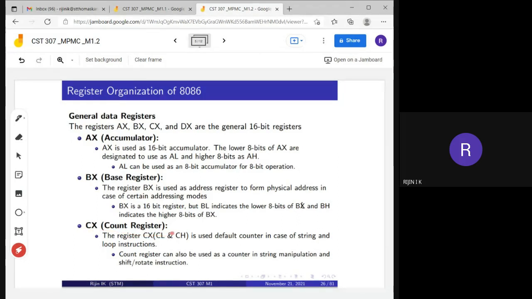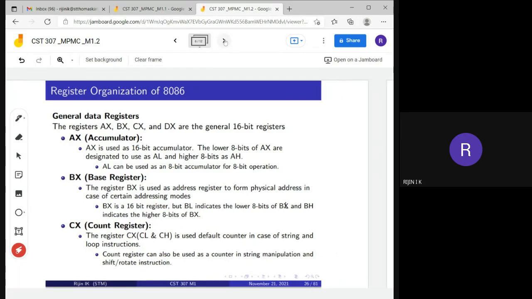You need to remember that it is a 16-bit register. We will divide that into two, that is CL and CH. Also, this counter register is mainly used as a counter in string manipulation and shift or rotate instructions.